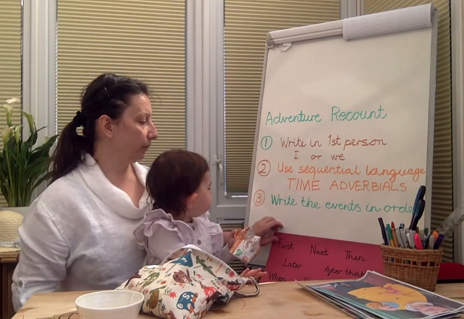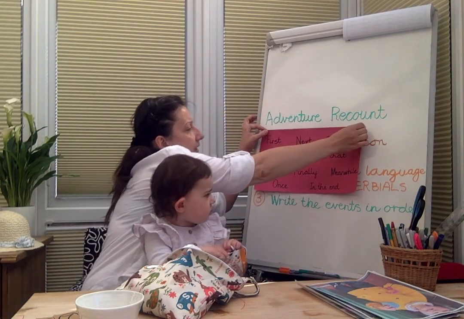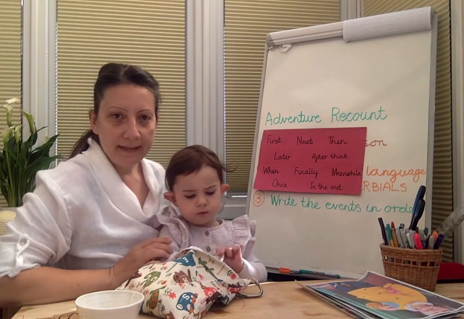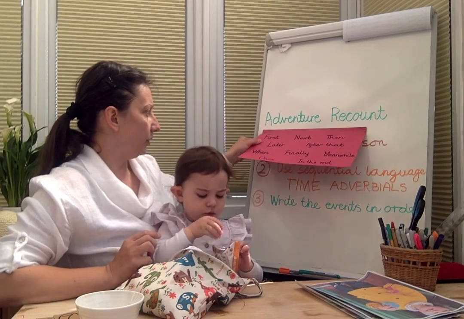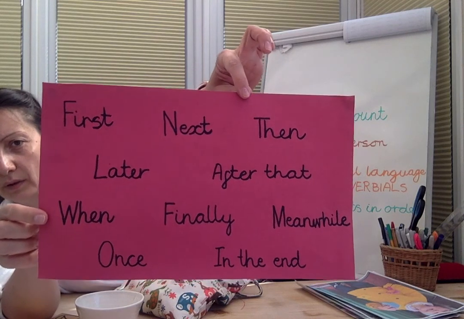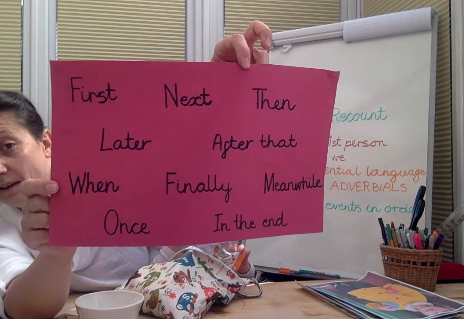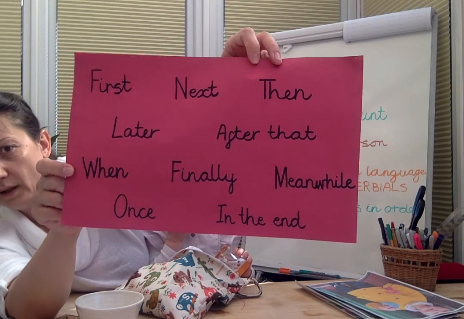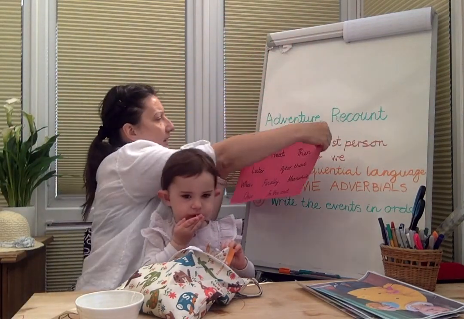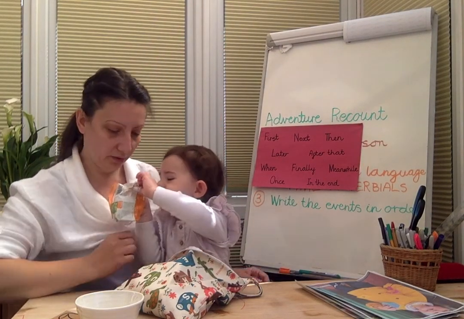Now I wrote time adverbials in big because there are some time adverbials up here, aren't there, Larkin, that we wrote out earlier. So we're going to put the time adverbials on the top. And if you can see them, we can start reading them together. Actually, I might just pop it in front of the camera for you first, so you can see them better. So here are the time adverbials. For example, first, next, then, later, after that, when, finally, meanwhile, once, and in the end. These are just a few of the time adverbials that you might have been practicing in school, how to use them when you're writing a recount in order.